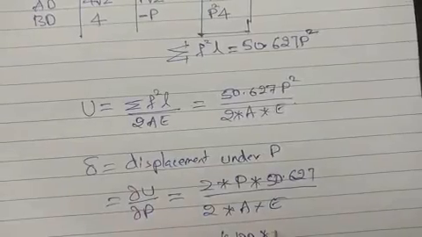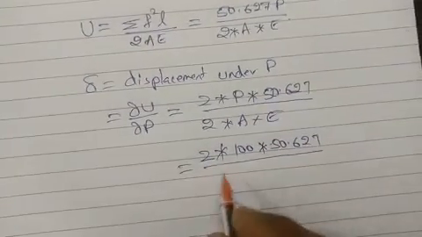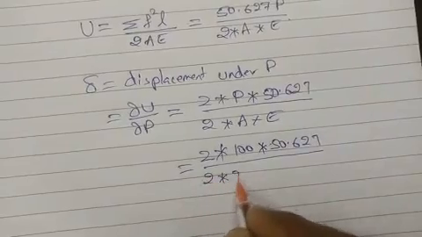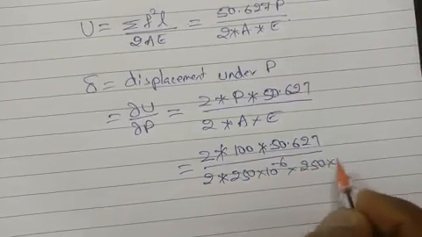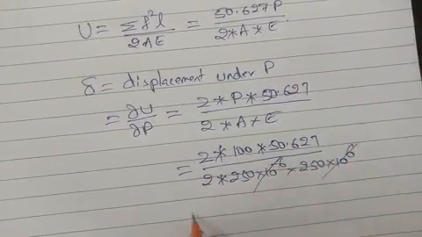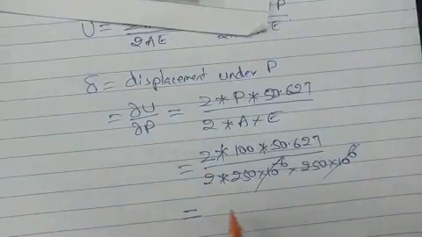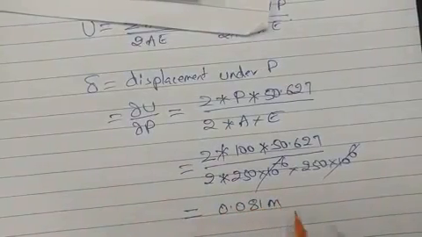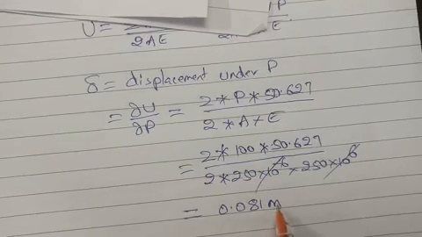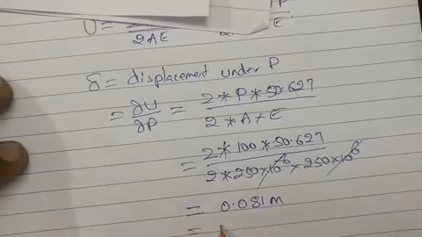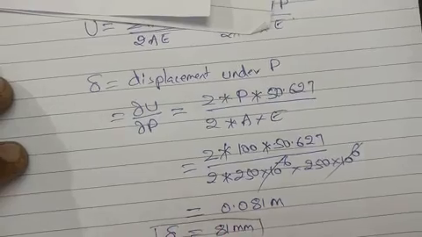Hundred into 50.627 divided by 2 into 250 into 10 to the power of minus 6 into 250 into 10 to the power of 6. So we will get the value 0.081 meters. One meter is 10 to the power of 3 mm, that will become 81 mm. This is how we have to do.